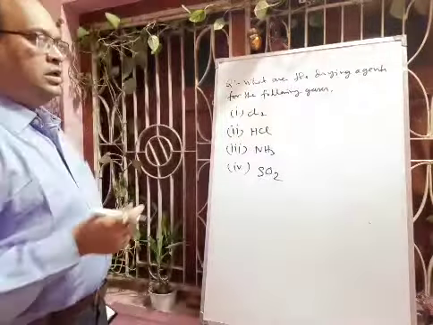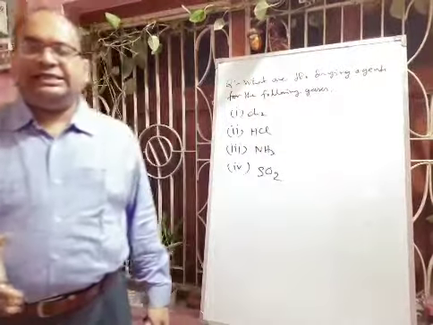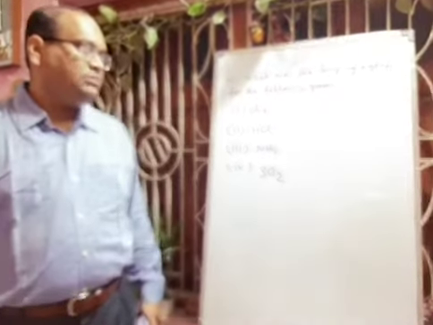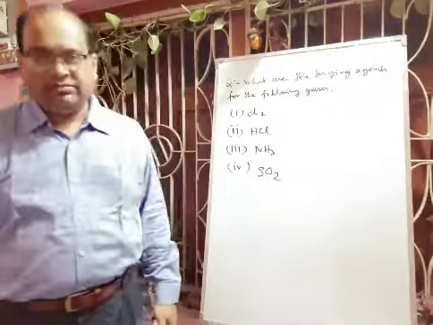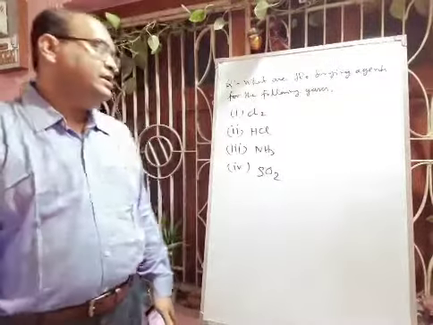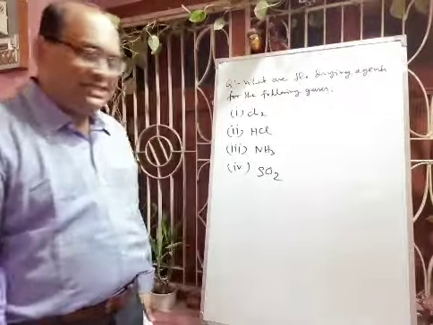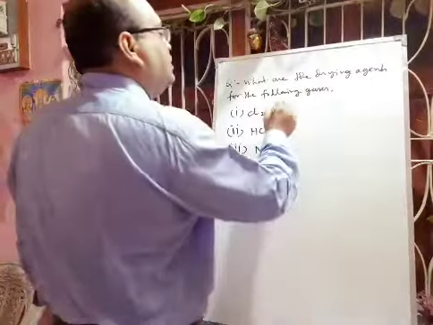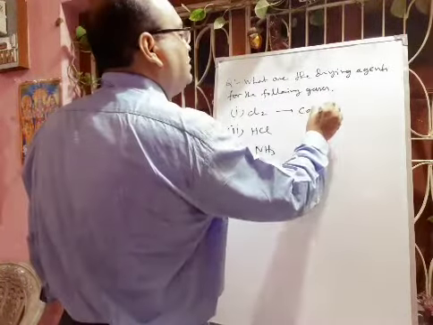So you have to choose such a drying agent that should not react with your gas. That means whatever gas you are drying, that means your product. So chlorine gas, all of you know, it is acidic in nature, so definitely it will not react with the concentrated sulfuric acid. So here you can use concentrated sulfuric acid.